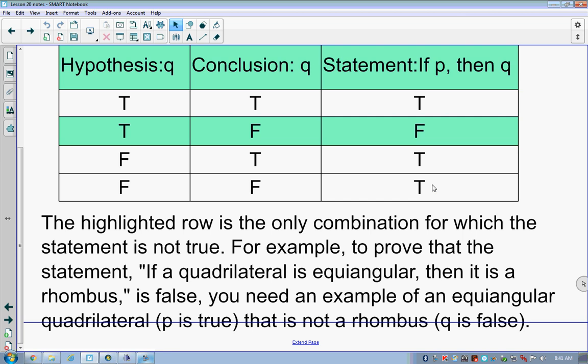For example, to prove that the statement, if a quadrilateral is equiangular, then it is a rhombus, is false, you need an example of an equiangular quadrilateral where P is true that is not a rhombus, therefore Q is false. Okay? Let's see if there's anything else in here.